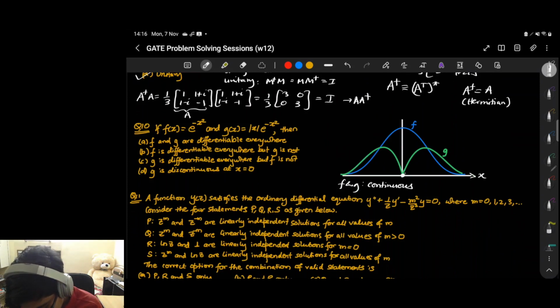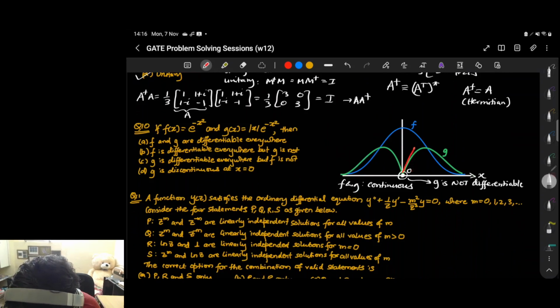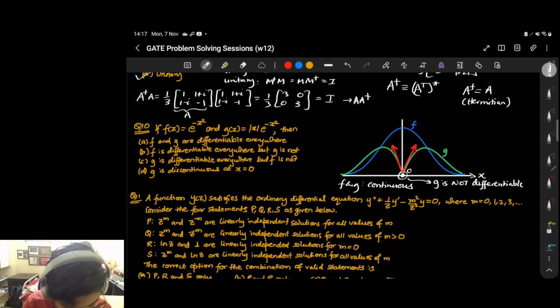But if you look at the origin, x equal to 0, this is a point where g is not differentiable. Why? Because if you look at the right hand side derivative, the slope is positive like this, but the left hand side derivative, the slope is negative like this. So the right hand derivative is not equal to the left hand derivative. As a result, it is not differentiable at that point. So the correct option is option B. F is differentiable everywhere, but g is not.